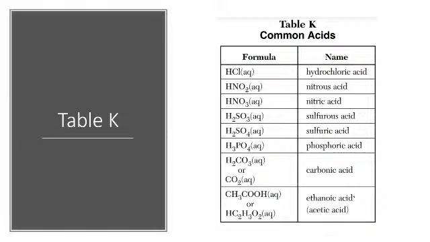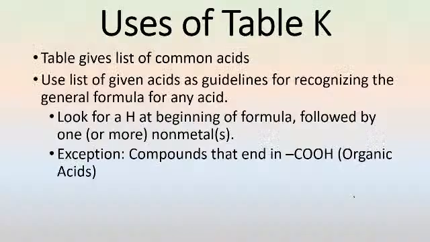All right, table K. Table K is relatively simple and straightforward. It is acids, okay? If something is an Arrhenius acid, it is also a Bronsted-Lowry acid, okay? That is 100% sure. Most of the time, you can look for H's at the beginning.